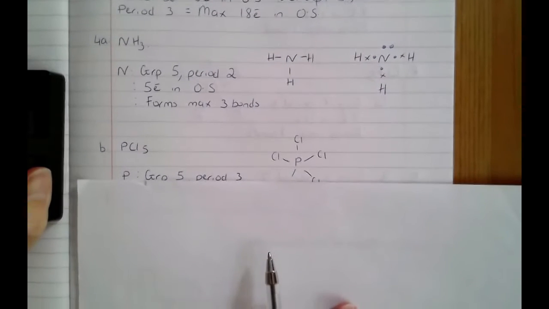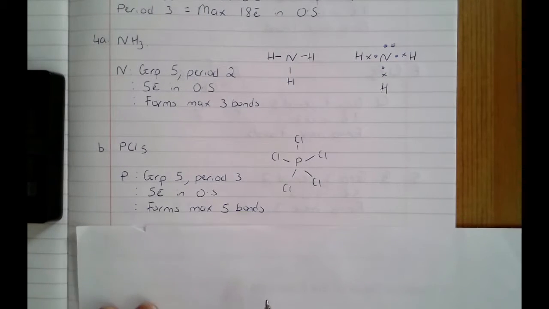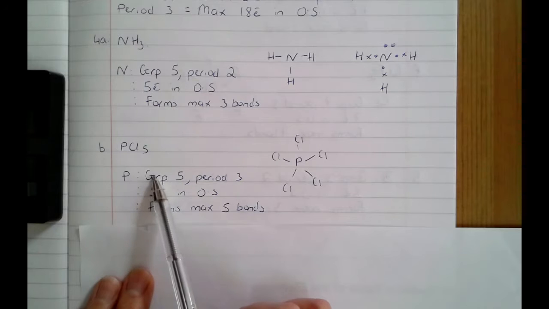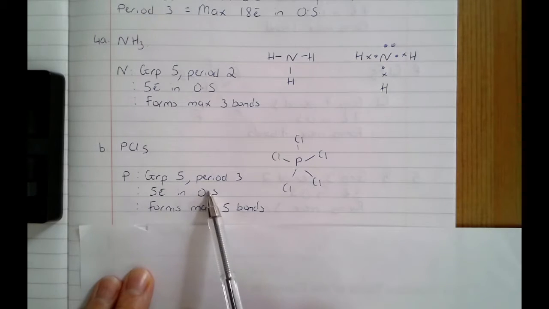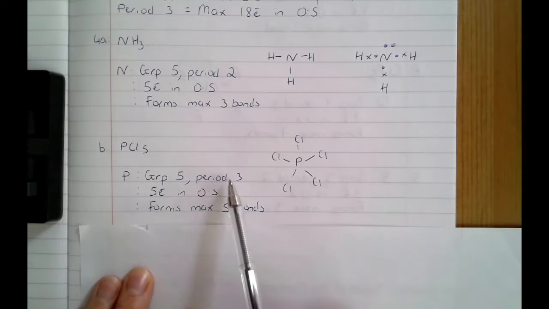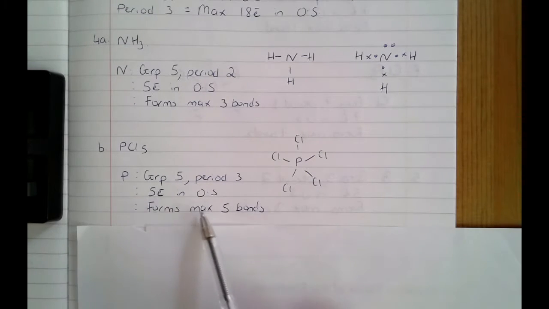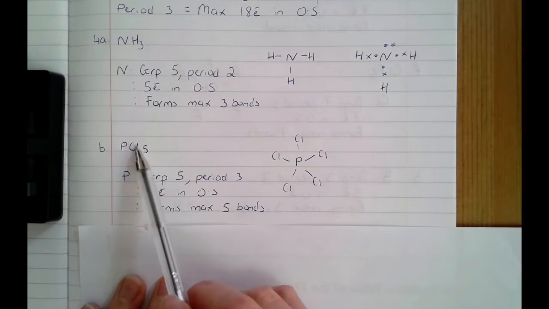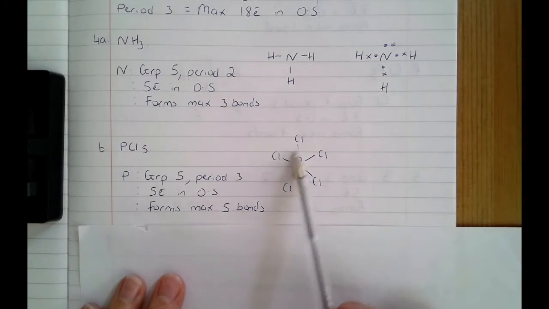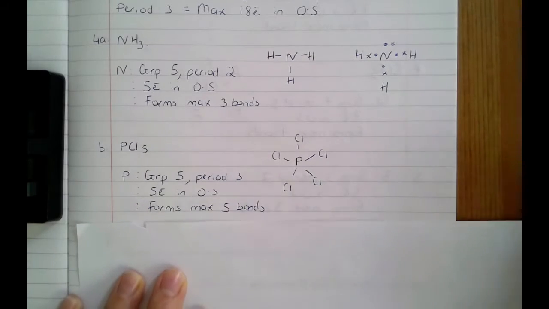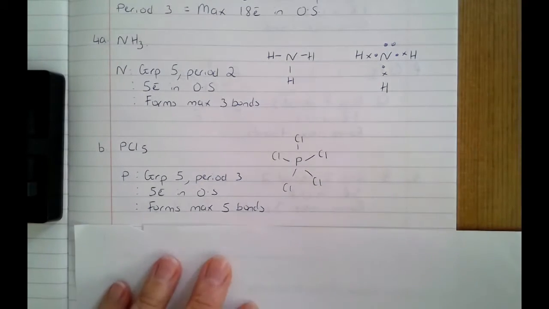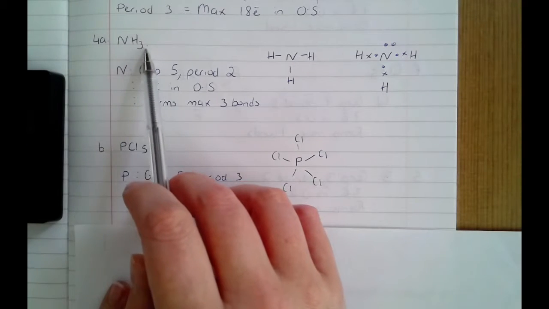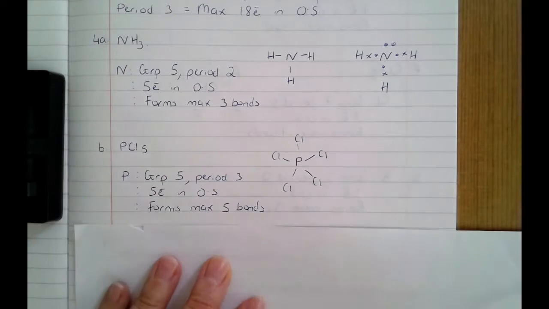On the other hand, if we look at another group 5 element, phosphorus, we'll see that it's slightly different. Phosphorus, like nitrogen, is in group 5, so has 5 electrons in its outer shell. However, phosphorus is in period 3. And because it's in period 3, it can use all 5 of its electrons to form 5 bonds. Now, how do I know if it's actually forming 5 bonds? Well, I just look at the formula. Here I've got PCl5, I've got 5 chlorines bonded to phosphorus, and that's absolutely fine because phosphorus is in period 3 and can form 5 bonds. You're not going to find NH5, nitrogen can't form 5 bonds, but phosphorus can.